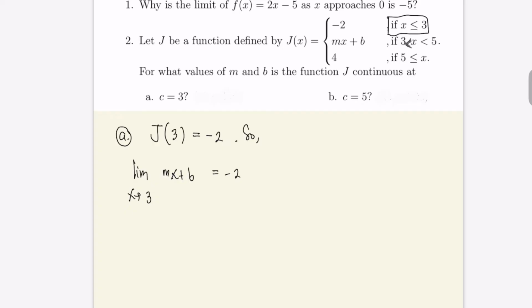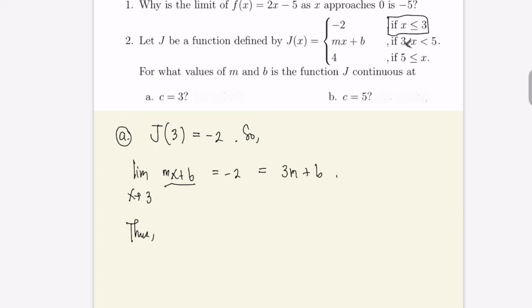So, what are the possible values? So, ibig sabihin, magiging ganito kasi siya. Di ba this is limit of a linear function? So, meron tayong 3m plus b. So, what must be the value of m and b so that it will be equal to negative 2? Pwedeng, paano ba? Ano yung m natin dito? Pwede bang m natin is 1, tapos b natin is negative 5? Sige, kasi pag 1 siya, magiging 3, tapos negative 5, so magiging negative 2.